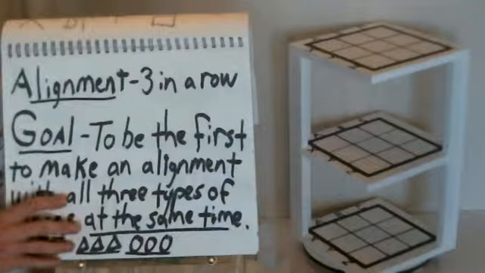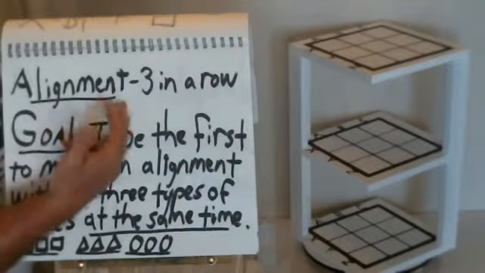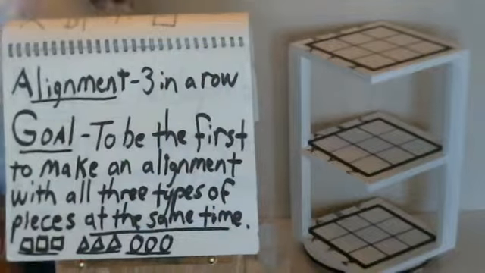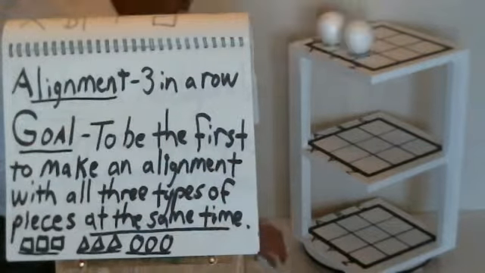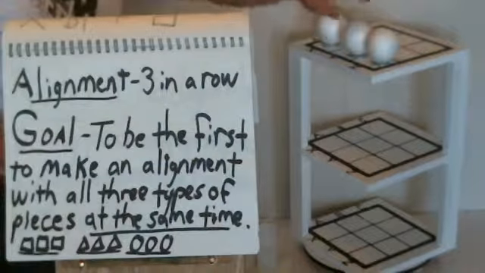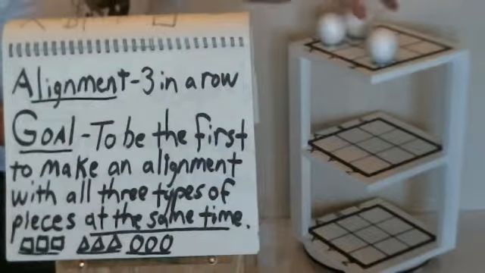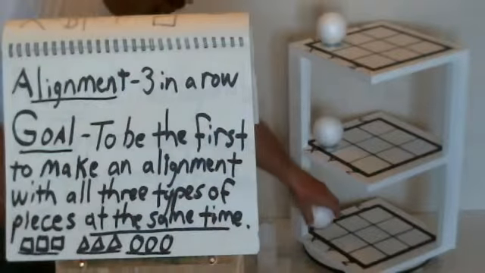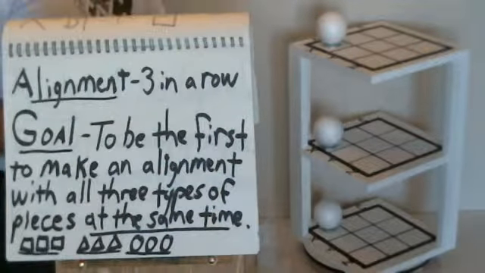Before we start going any further, we have to make at least one definition, and that is an alignment. An alignment is 3 in a row, just like tic-tac-toe. This would be an alignment. Or this would be an alignment. Or this would be an alignment. Okay? 3 in a row.